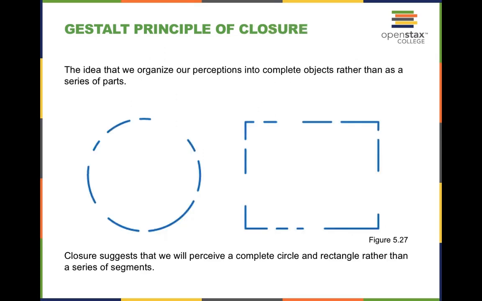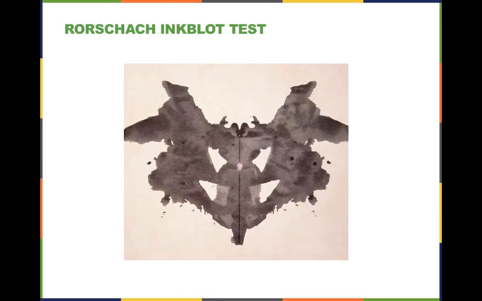Next, we have the principle of closure, where we tend to complete objects, even if they're not complete. So all of us would say that the figure on the left looks like a circle. Yes, it may have pieces missing, but ultimately it would make up a circle. And then the figure to the right makes up a rectangle, even though there are some pieces missing from it.